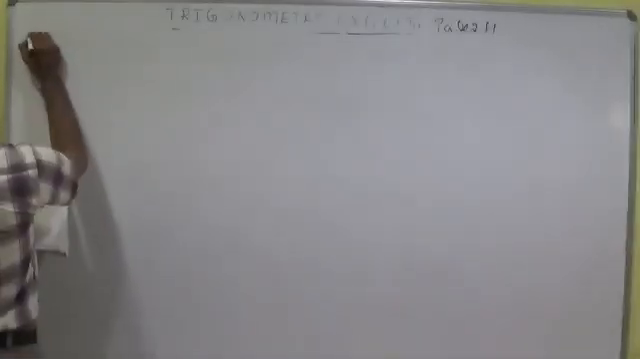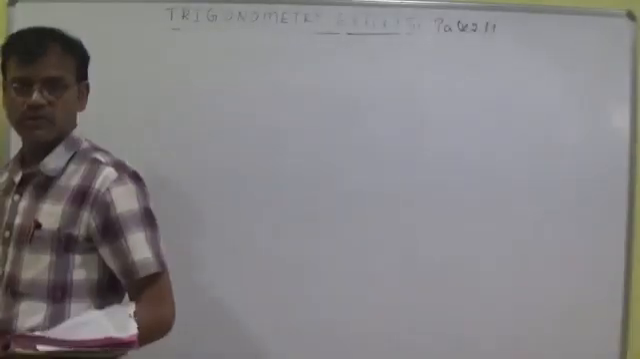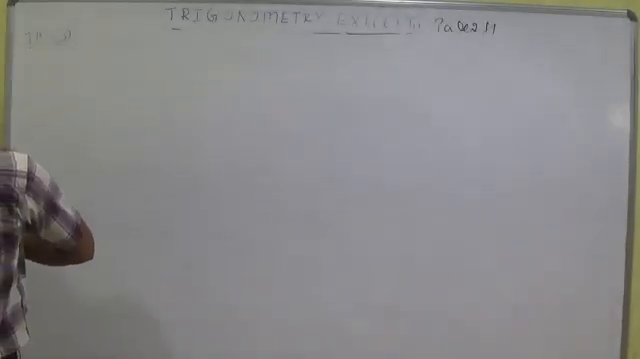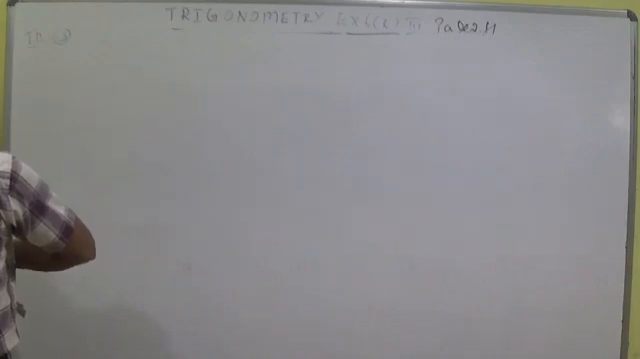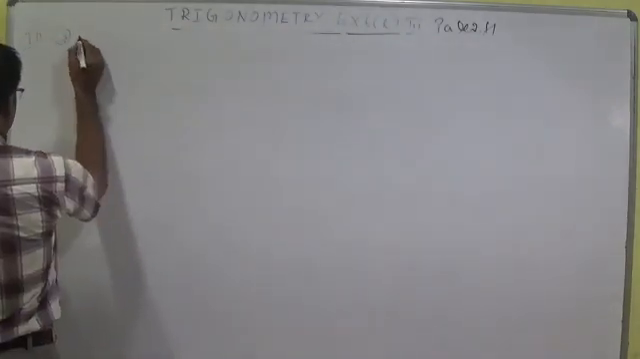Next, the third question. This is also an easy question, for 2 marks. In 2014, this question was asked, Roman number 3, third question. If sin A is equal to sin B and cos A is equal to cos B, then prove that A is equal to 2n pi plus B.